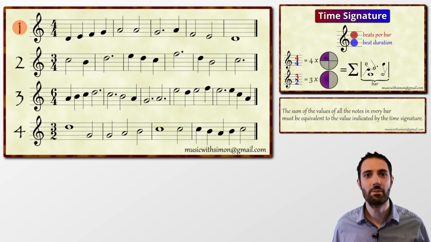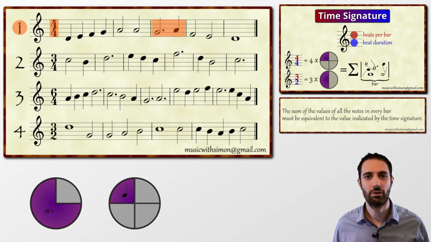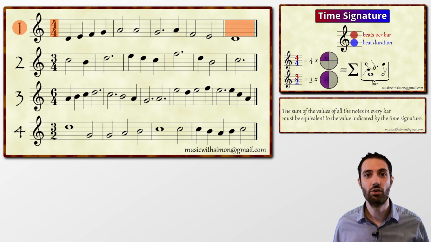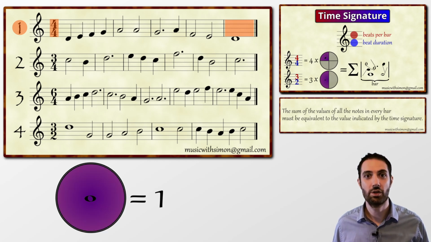In this one, the time signature is 4/4. Look at bar 3. It contains a 3/4 note and a 1/4 note. The sum is indeed 4/4, or 1 if you prefer. Now look at the last bar. It contains a single note of duration 1, which is equivalent to 4/4.